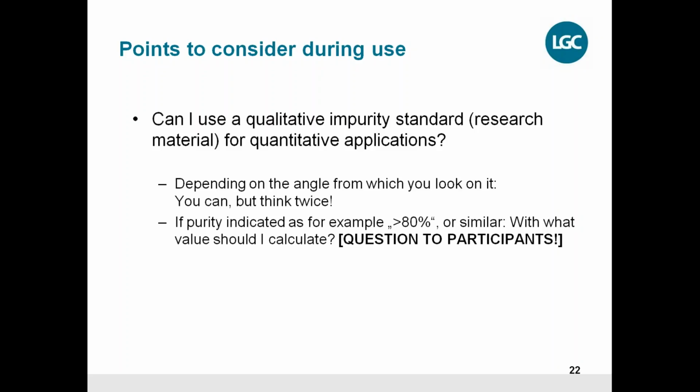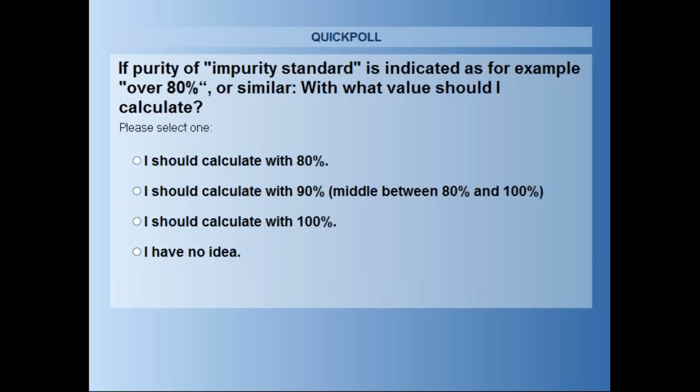Let me ask you another question, and this is the second poll that I would like to show you today. When the purity, for example, is indicated on a certificate of analysis or on a leaflet for that material as more than 80% or similar, with what value should you calculate at that point? And this is the second poll, as I said, that I would like to show you. So I have a question here for you now. With what value should you calculate? Please vote once again.